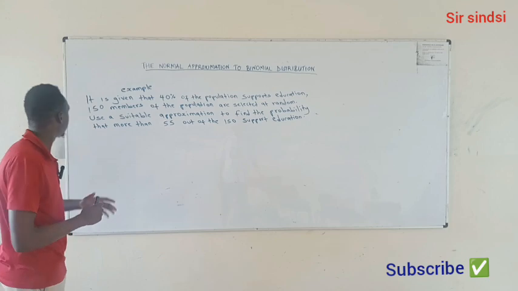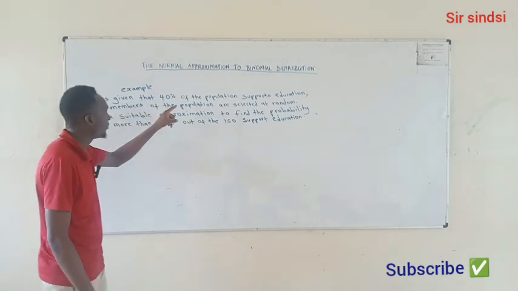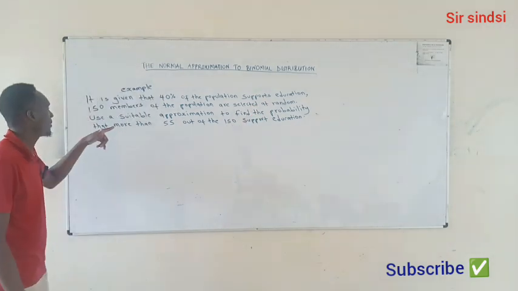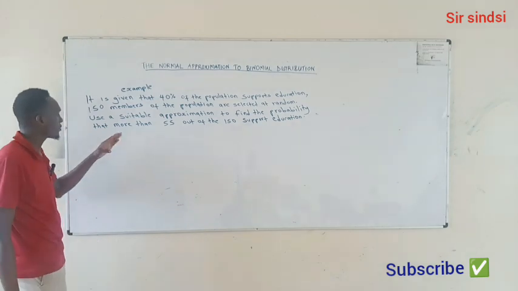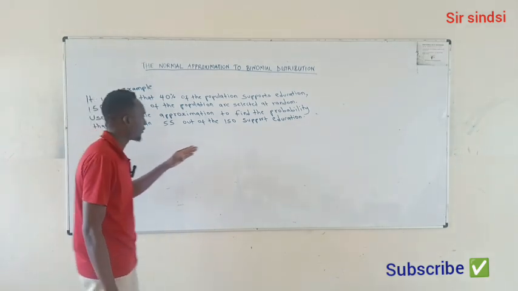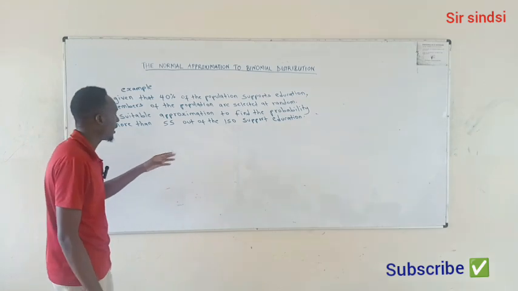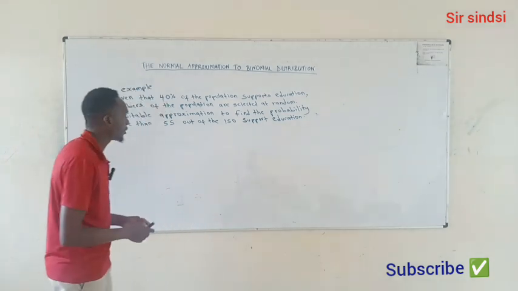Example 1: it is given that 40% of the population supports education. 150 members of the population are selected at random. Use a suitable approximation to find the probability that more than 55 out of the 150 selected support education.